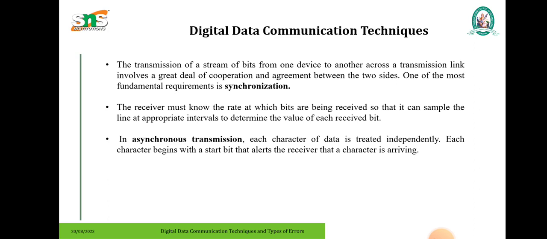The transmission of a stream of bits from one device to another across a transmission link involves a great deal of cooperation and agreement between the two sides. One of the most fundamental requirements is synchronization. The receiver must know the rate at which bits are being received so that it can sample the line at appropriate intervals to determine the value of each received bit.